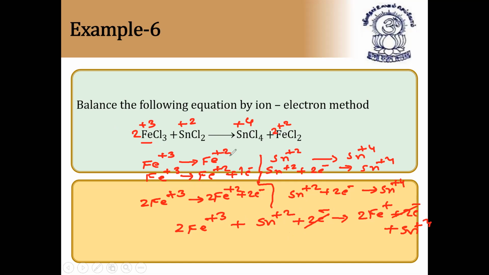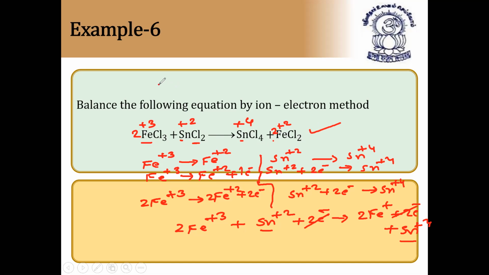Now you can see here easily, because for tin it is only 1 on both sides. So straight away, the answer is 2 FeCl3 plus SnCl2 gives SnCl4 plus 2 FeCl2. Here, how many chlorines? 2 into 3, 6. And here, 2 into 4, 4 plus 4, 8. And here, 2 more chlorines are there, so 8. Now, 1 tin, 1 tin. 2 irons, 2 irons. So it is balanced.